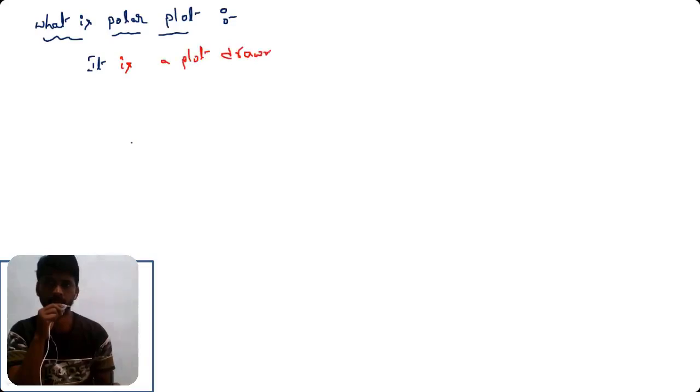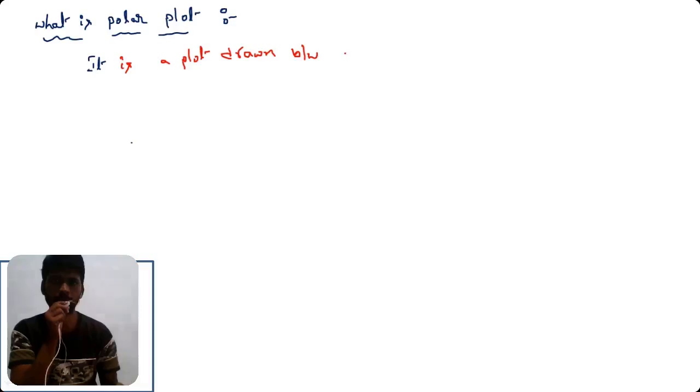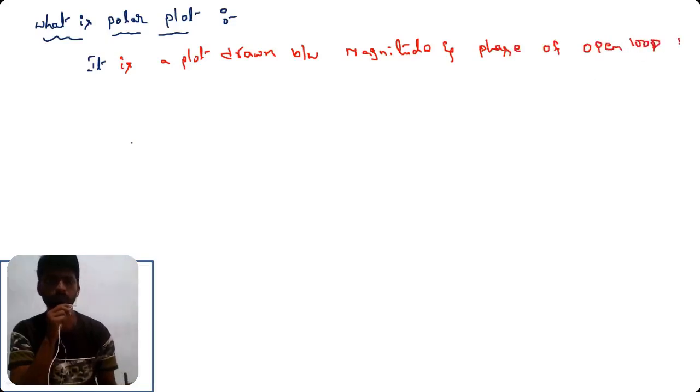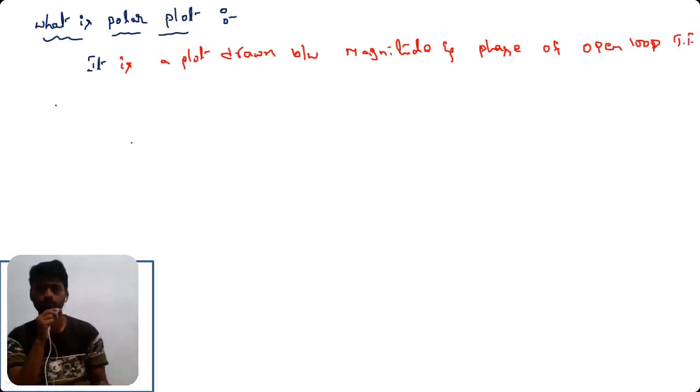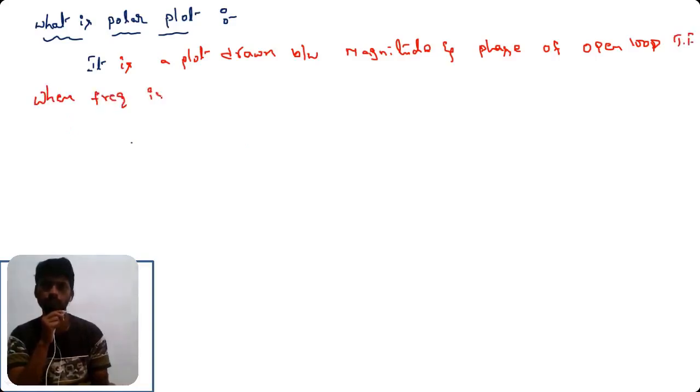drawn between magnitude and phase of the open loop transfer function when the frequency is varied from 0 to infinity.